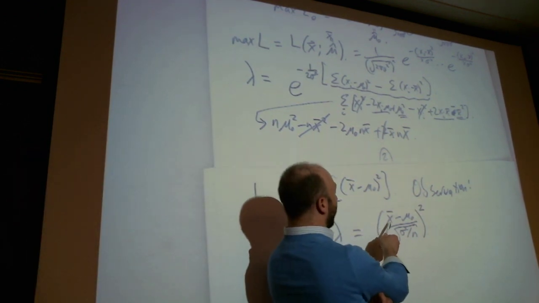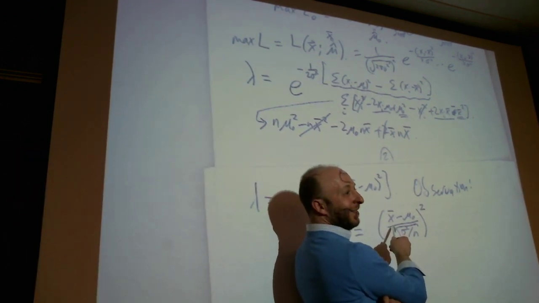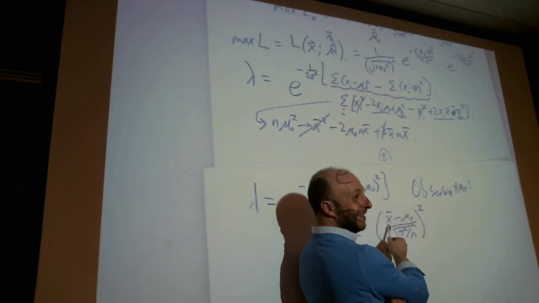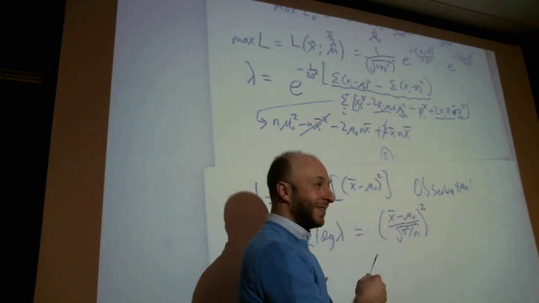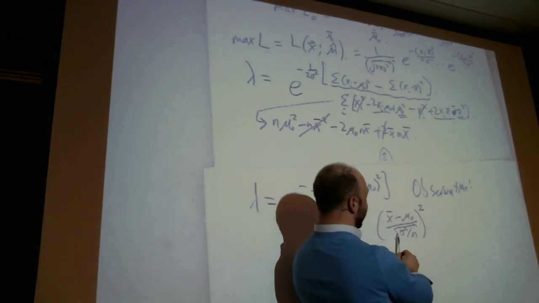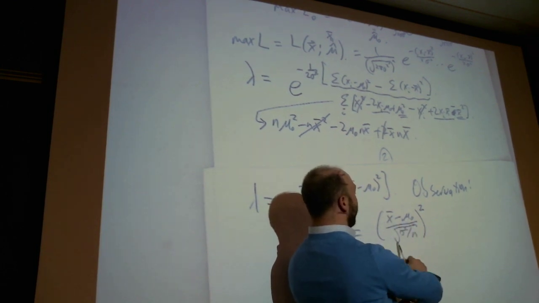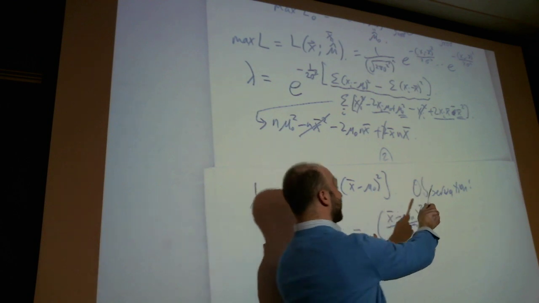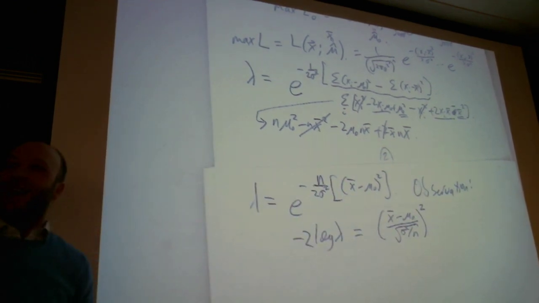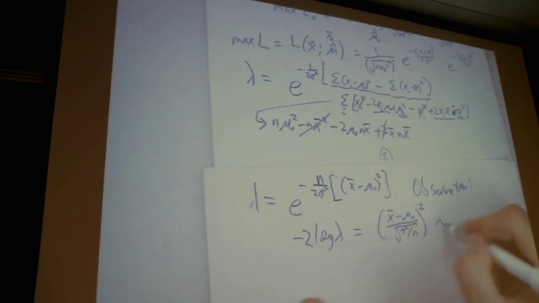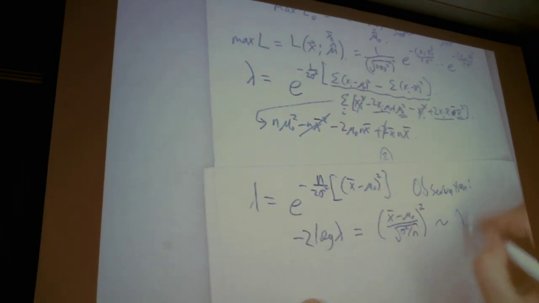What's the mean of x? What is x bar as a random variable? Normal. What's its mean? Assuming the null hypothesis. Mu 0. What's its variance? Sigma squared over n. So this is a random variable which is a standard Gaussian normal. So its square is a chi-squared with 1 degree of freedom. So this literally is distributed as a chi-squared with 1 degree of freedom.